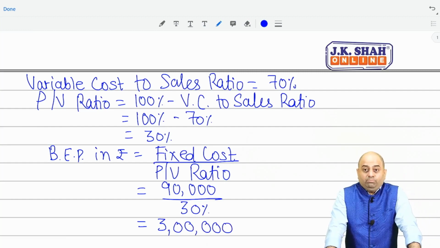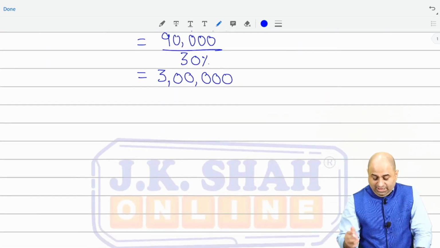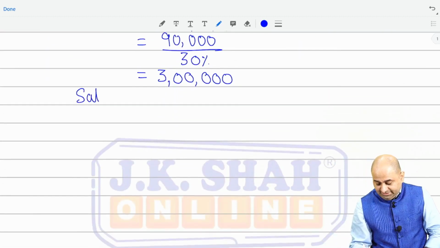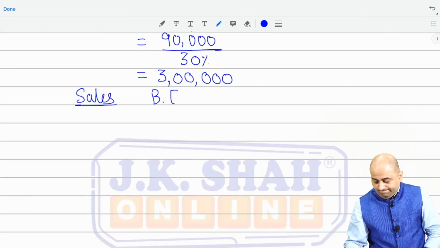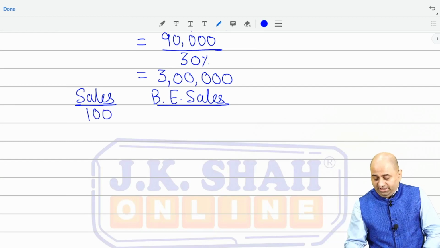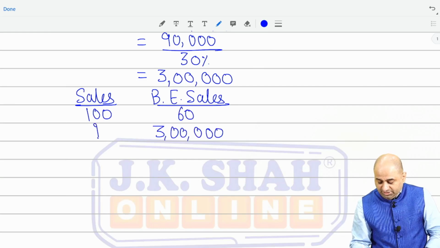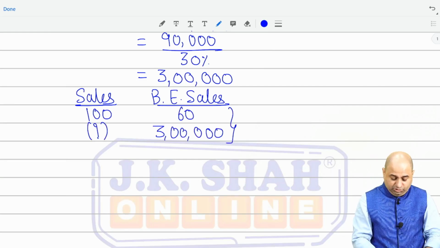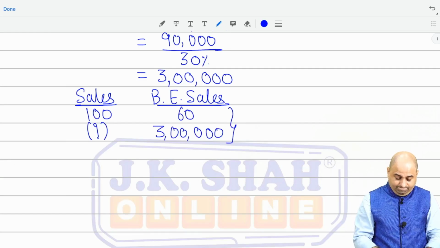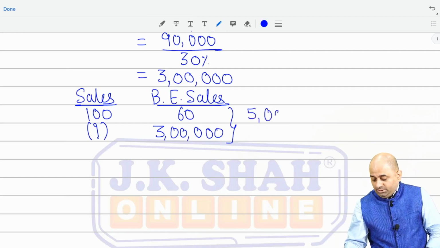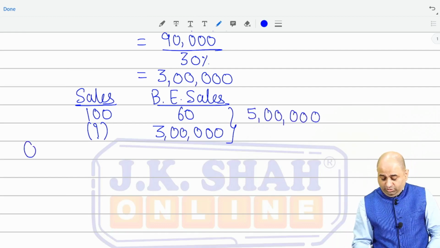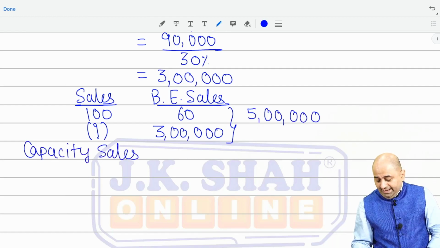And you are told that break-even sales are 60% of capacity sales. So that means if total sales are 100, break-even sales are 60. So if break-even sales are 3 lakhs, how much will be sales? That is capacity sales. That is what they call it. 5 lakhs. So capacity sales which they wanted is 5 lakhs. It's so simple.